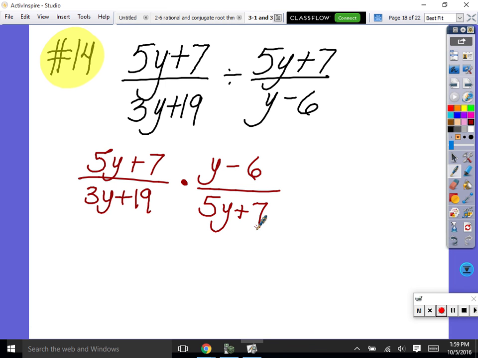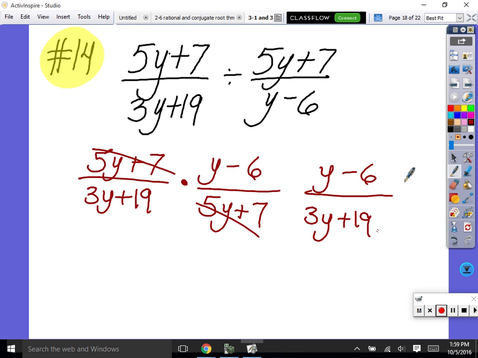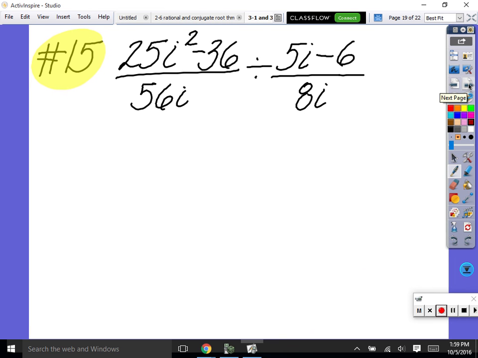And now don't we know how to do those? We divide out exact factors, ding ding, and then we multiply straight across. So y minus 6 over 3y. 3y plus 19 didn't factor. I would have done that. Does everybody understand? Okay, let's do number 15.